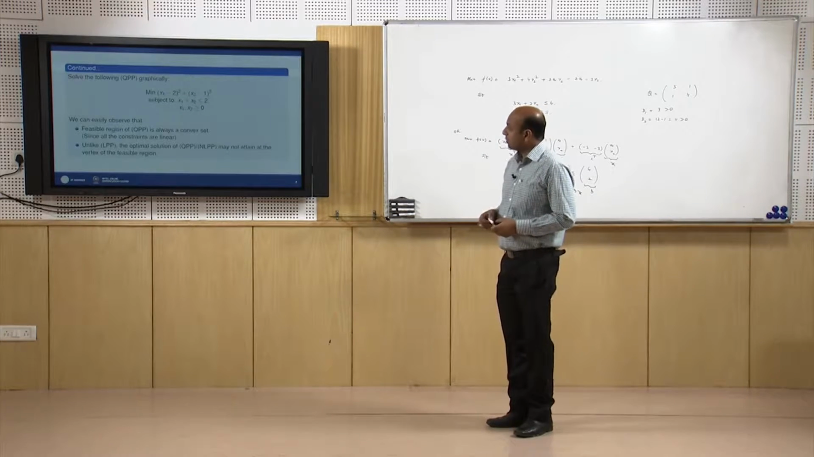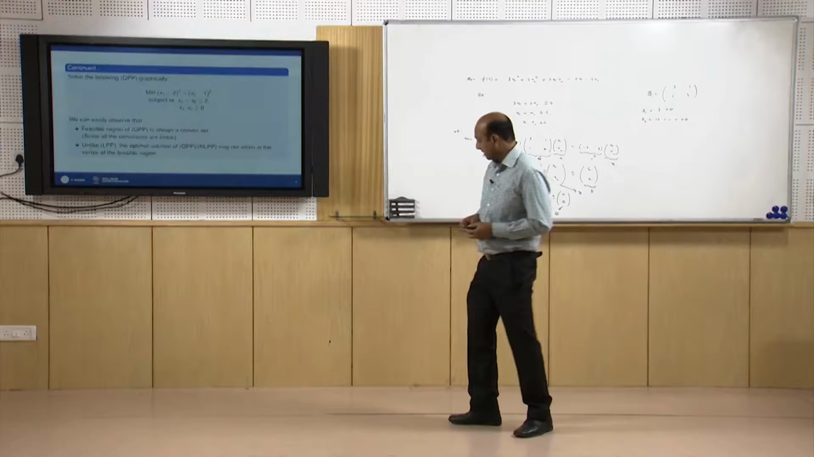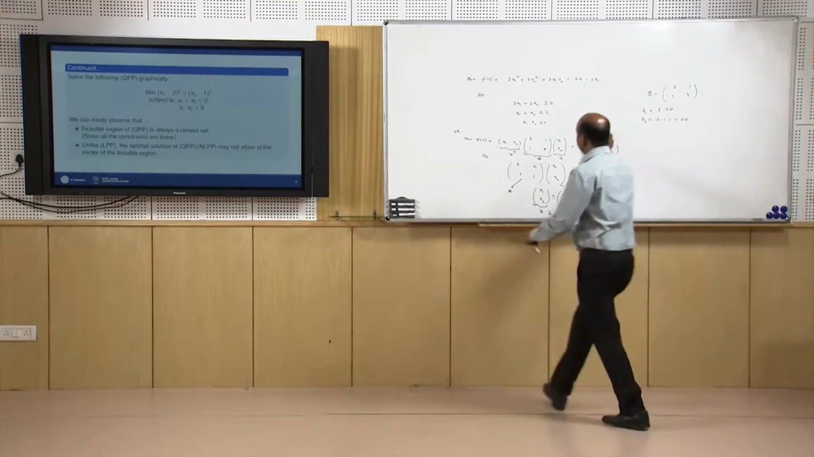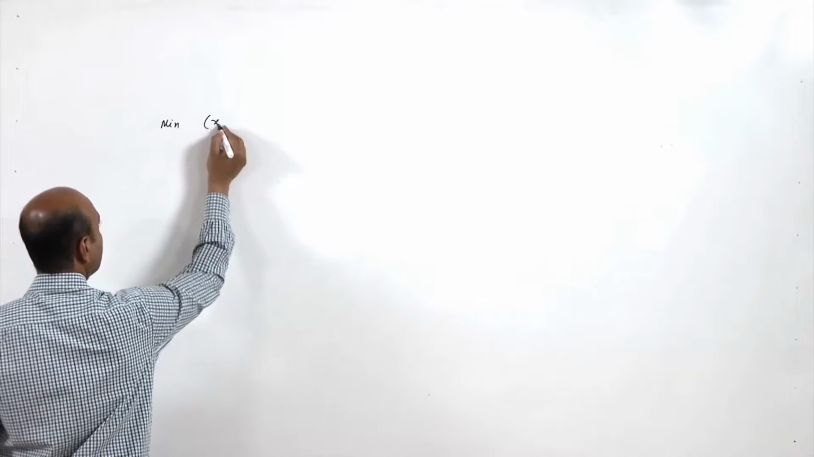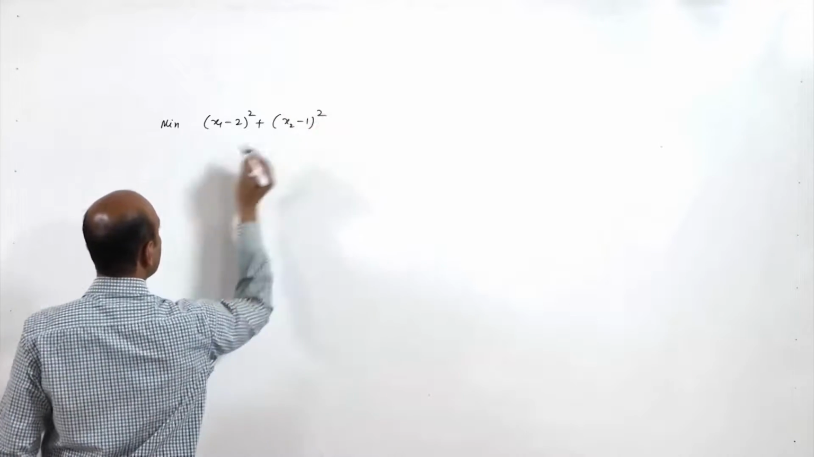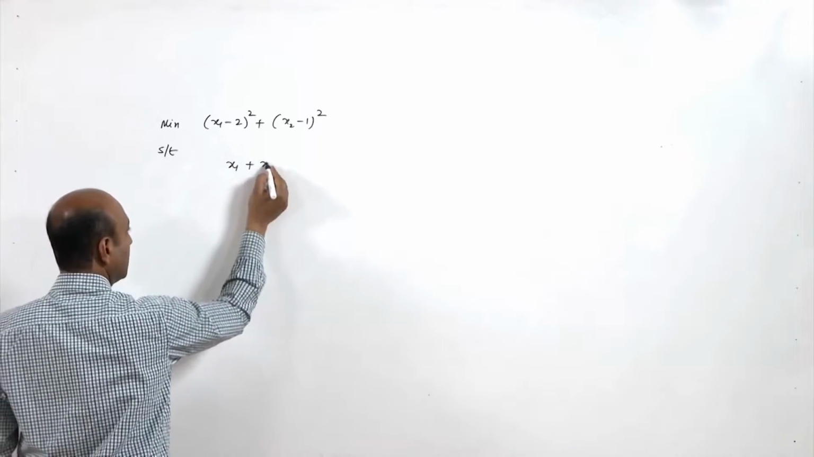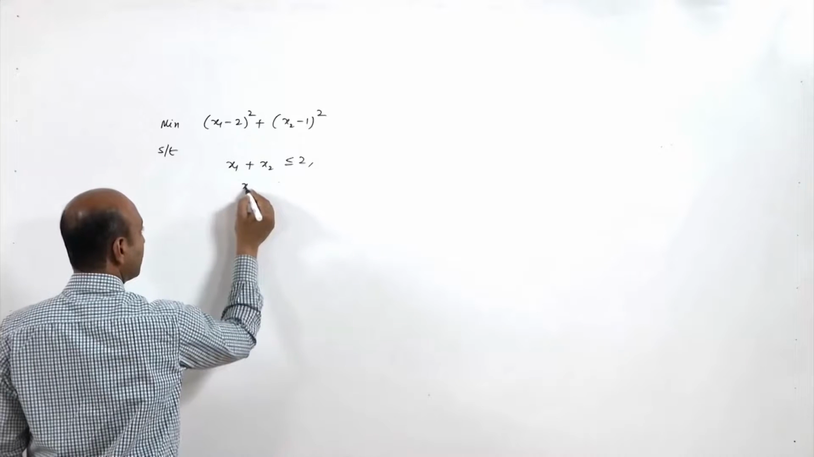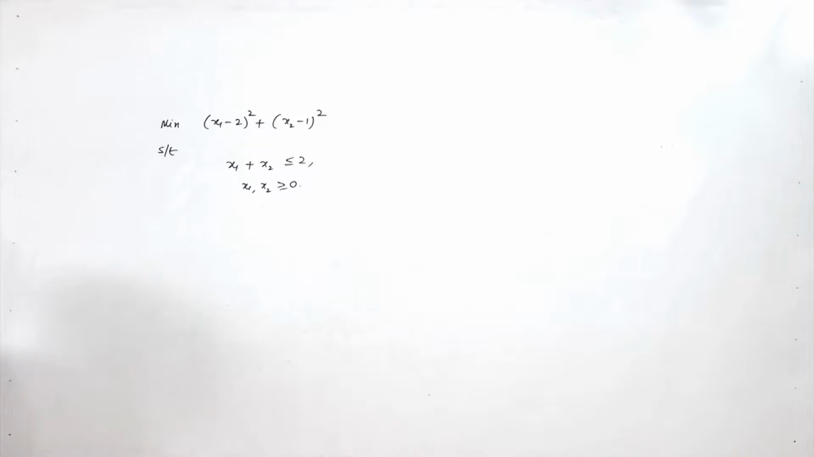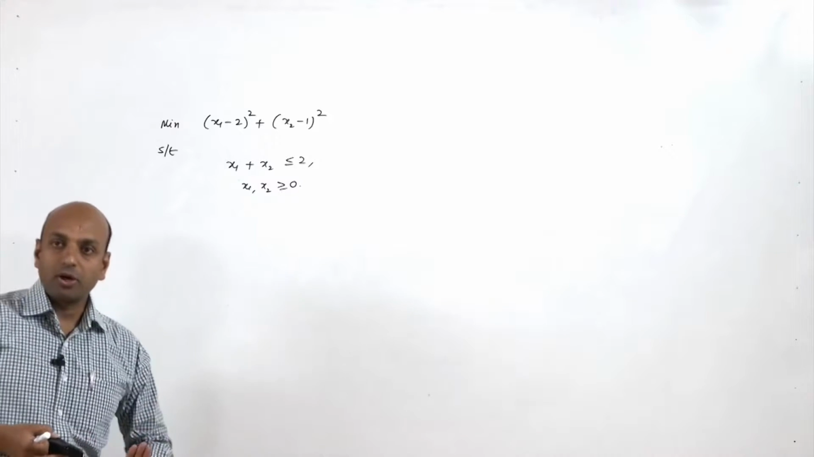Now, the first way to solve a quadratic programming problem is graphically. How can we solve a QPP graphically? Let us see. So, QPP can be solved graphically also. Minimize (x1 minus 2) whole square plus (x2 minus 1) whole square, subject to x1 plus x2 less than or equal to 2 and x1, x2 non-negative. It is a QPP because the objective function is quadratic, of degree 2, and all constraints are linear. So, it is a quadratic programming problem.